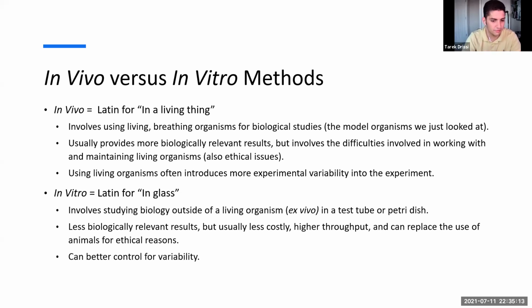And then you can also better control for variability, because of course you're controlling everything that goes in or out of the test tube. So you can make sure that it's in a sterile environment, you control the interactions, you control everything. So that's another good thing. But again, it's less biologically relevant. So although you can control for variability, the results may not be relevant. So that's the one issue with in vitro.